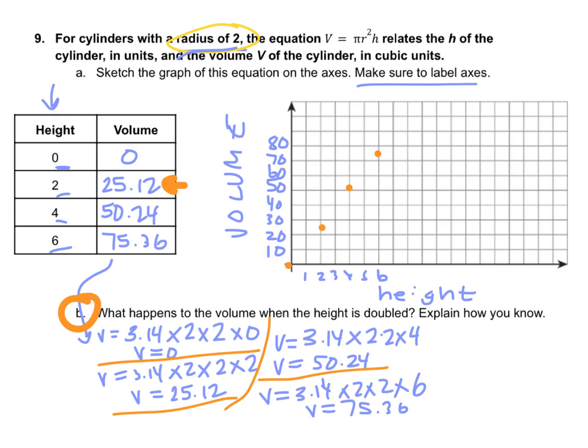So look at our question. What happens to the volume when the height is doubled? It looks like when the height is doubled, we have a consistent pattern going, so the volume is also doubled. We know this because we have a linear relationship. So when the height is doubled, the volume is also doubled. I know this because the graph is linear and the graph is proportional. We can see on the graph that it is doubling.